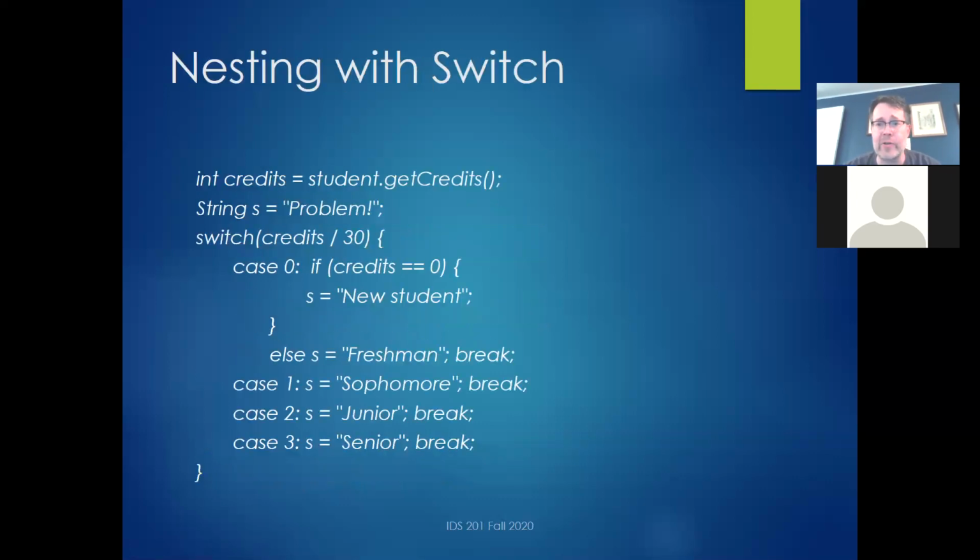Now, just like anything else with switches, you can do nesting. So for example, in our previous example, we covered the case of credits. We might wish to distinguish someone who has 0 credits from a freshman who has more than 0 credits. So if we do this kind of switch, credits divided by 30, within our case 0 entry there, we have 2 options. We can say, first of all, if credits equals 0, right? If they actually have no credits, then we can assign new student to that string. Otherwise, they're just an ordinary freshman.